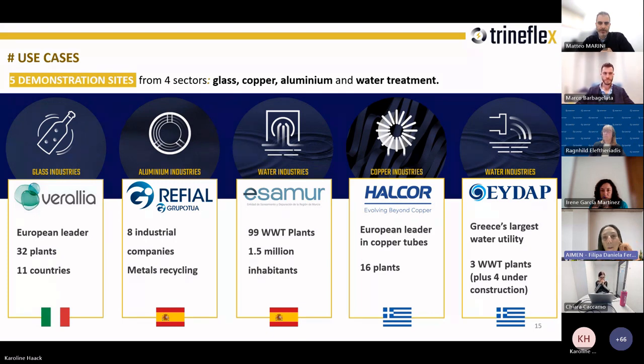And you can see here who they are. For instance, Verallia, an important producer of glass packaging, which has 32 plants, but about this we'll know more in the next presentation with Matteo. We have also Rafial working in aluminium recycling, Esamur and ADAP, 2 different entities from 2 different countries working in wastewater treatment, and Halcor, an important European player in the production of copper tubes, having, as you can see here, 16 plants.